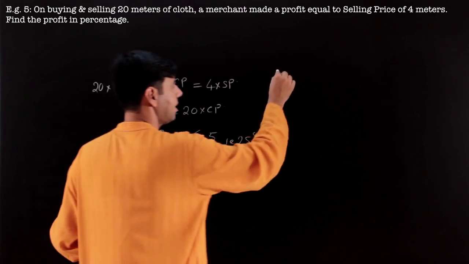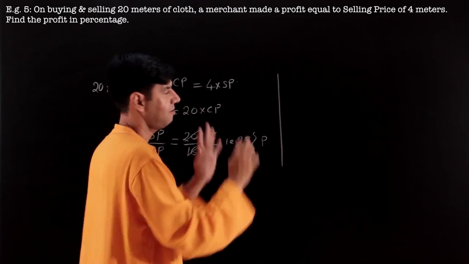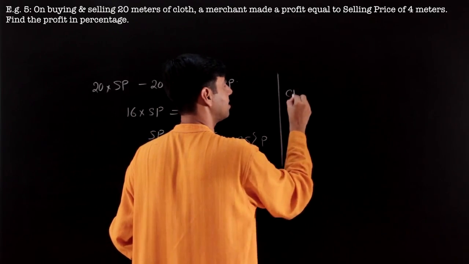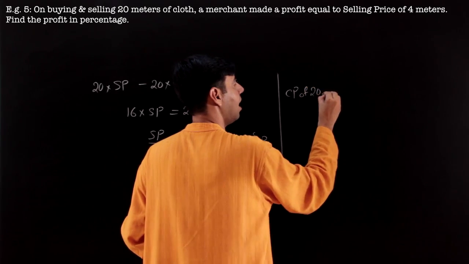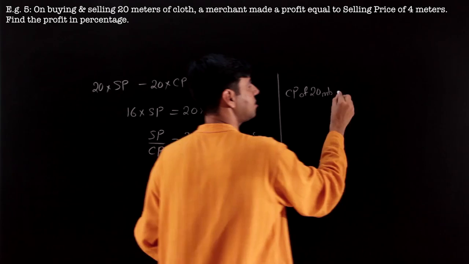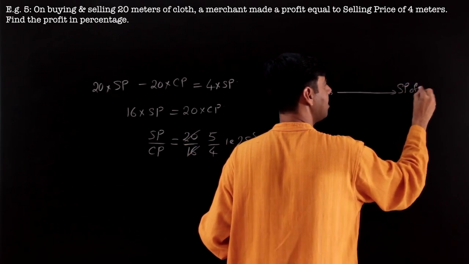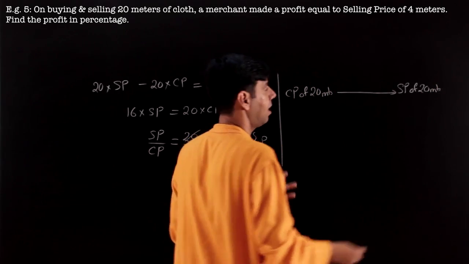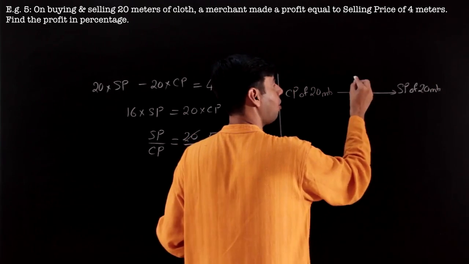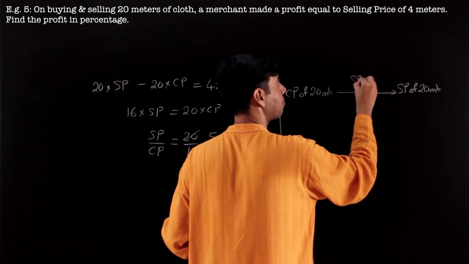You could also look at it in a sense of, if I want to go the traditional way, let me start with the cost price. The cost price of how many? The cost price of 20 meters. Right? This changes to what? To the selling price. But now I am dealing with 20 meters. And I know in these 20 meters there's a profit, the amount of profit, which is equal to the selling price of 4 meters.